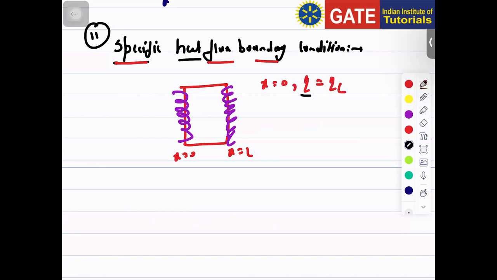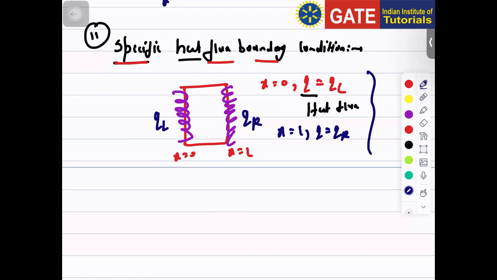There is a heat flux. q is your heat flux. Fine. So here it is q_L and here it is q_R. So at x equals L, q equals q_R. So these two boundary conditions are your specific heat flux boundary condition.